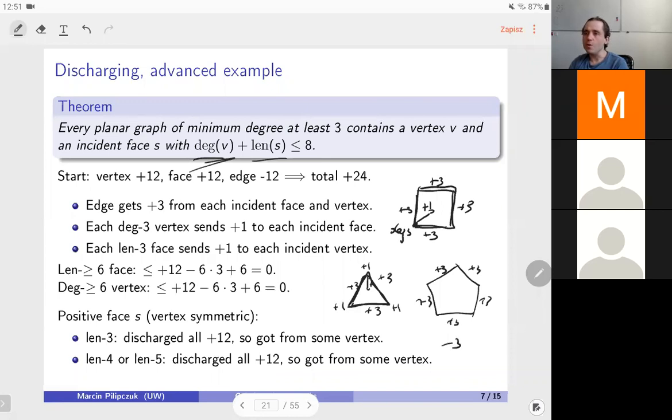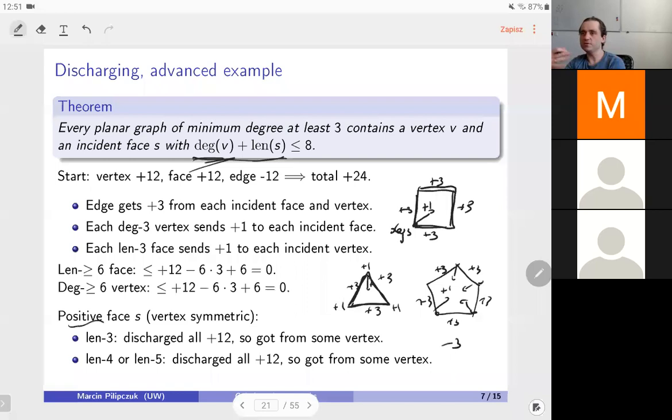So the only hope for it to actually be positive is that at least 4 out of these 5 vertices send +1 back. That means it has not only 1 but like 4 vertices of degree around it. So this inequality is still happy if any of these 4 vertices do. Okay, and so this was for a face that has positive charge, and the vertex case is symmetric.